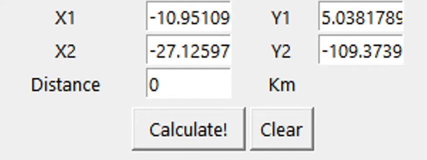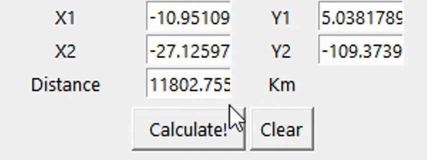Alright, so here's the video for the distance calculator. As you can see, I already have everything filled out, and this is the coordinates for Luanda, Africa, and Easter Island. So these are the two differences, and then in kilometers you can find out exactly how far away they are. In this case, they're 11,802 kilometers from each other.